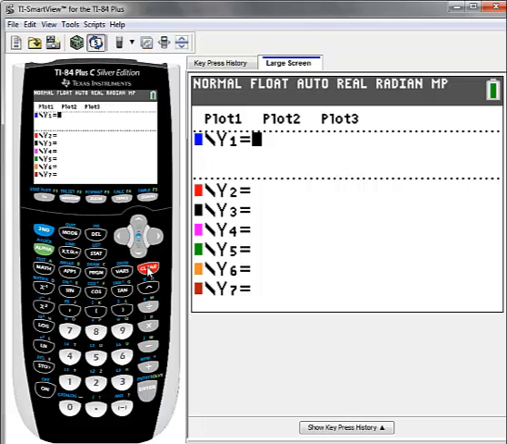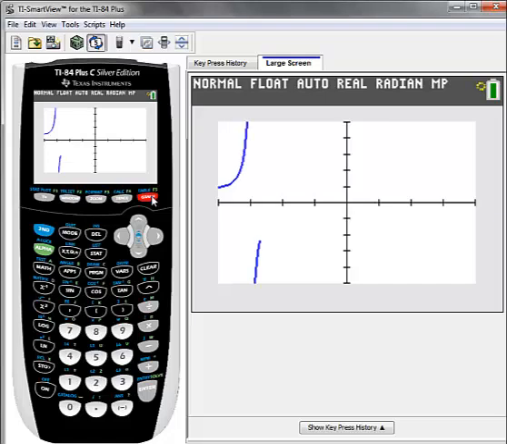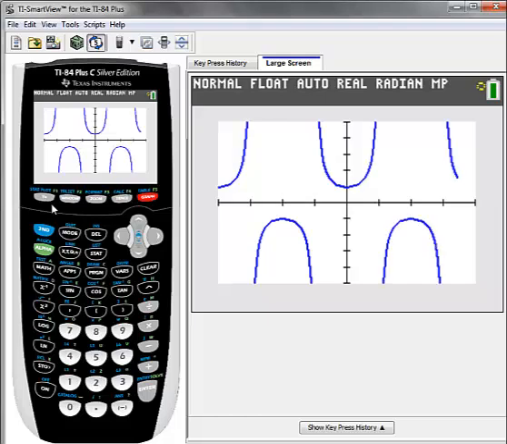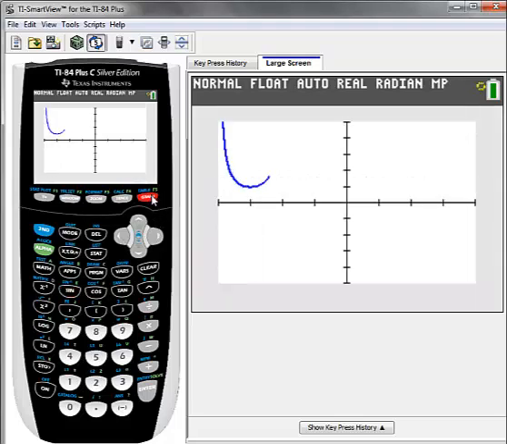Okay, if I want to graph the secant of x, remember secant is the reciprocal of cosine. So I'll graph cosine x and take the reciprocal. And I should see that in the same window, because I haven't changed my window at all. There you go. If I'd like to graph cosecant, remember cosecant is the reciprocal of sine, so I'll just change cosine to sine. Here's my graph of cosecant.